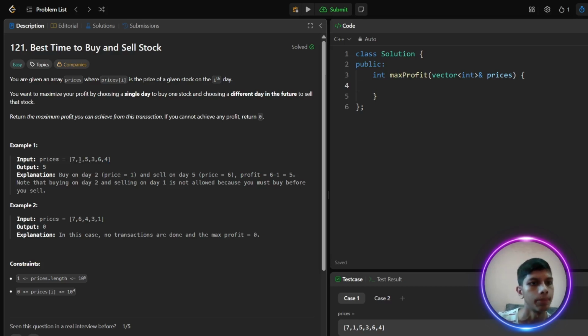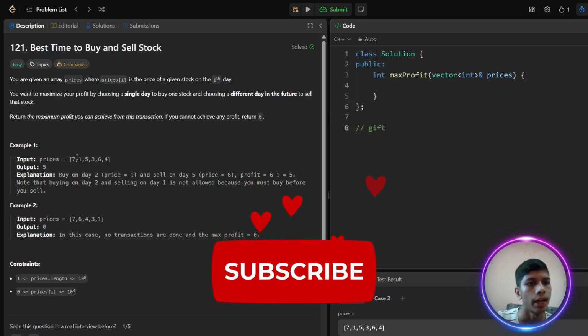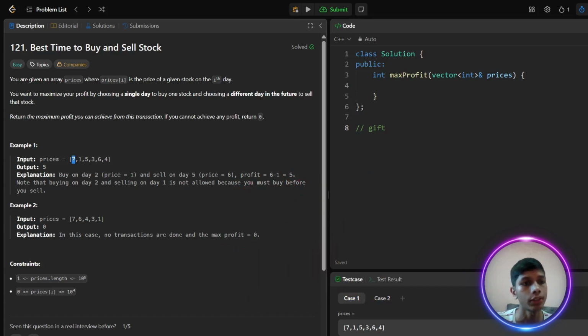For example, instead of a stock, we will say it as a gift. So on the zeroth day, the price of the gift is 7. On the first day, the price of the gift is 1. On the second day, the price of the gift is 5. So it is given in this prices array, the prices on the ith days.